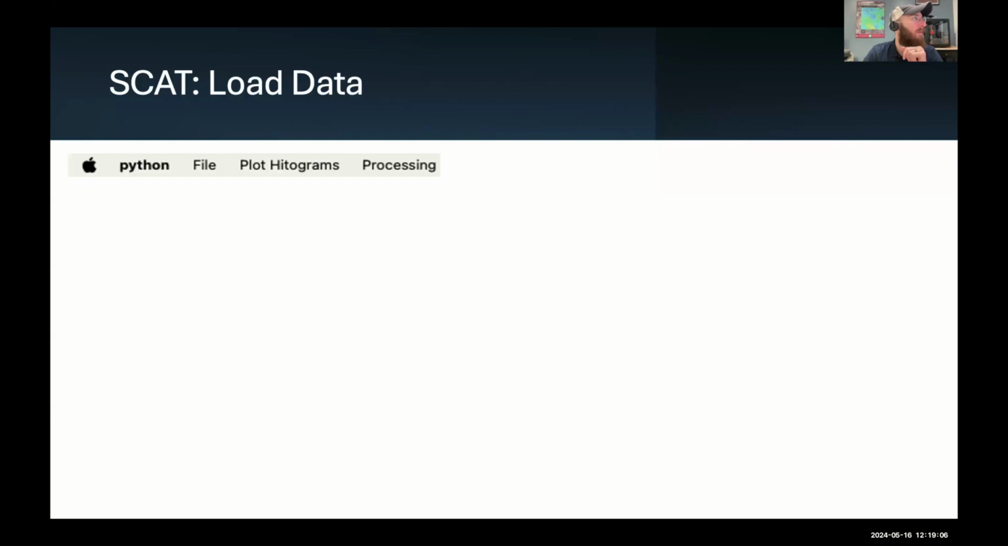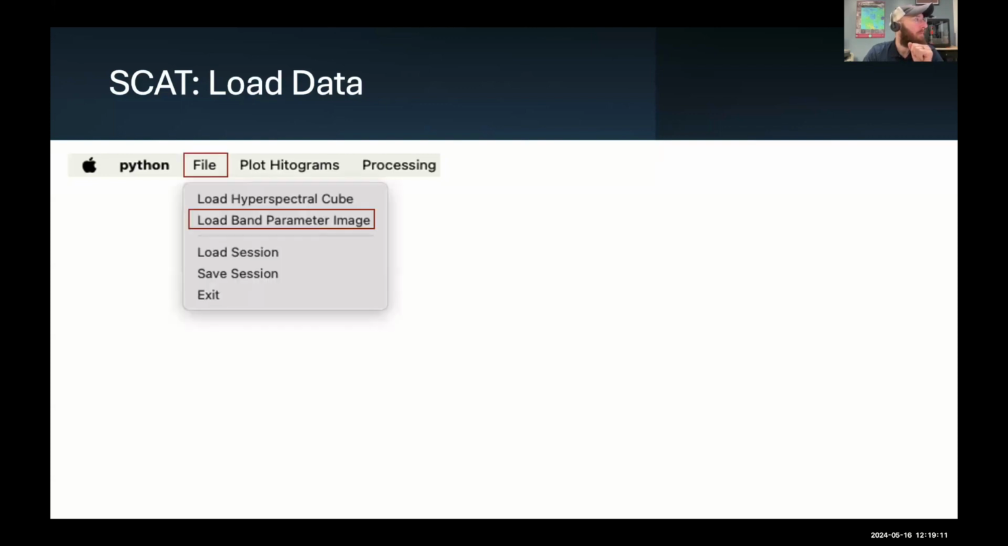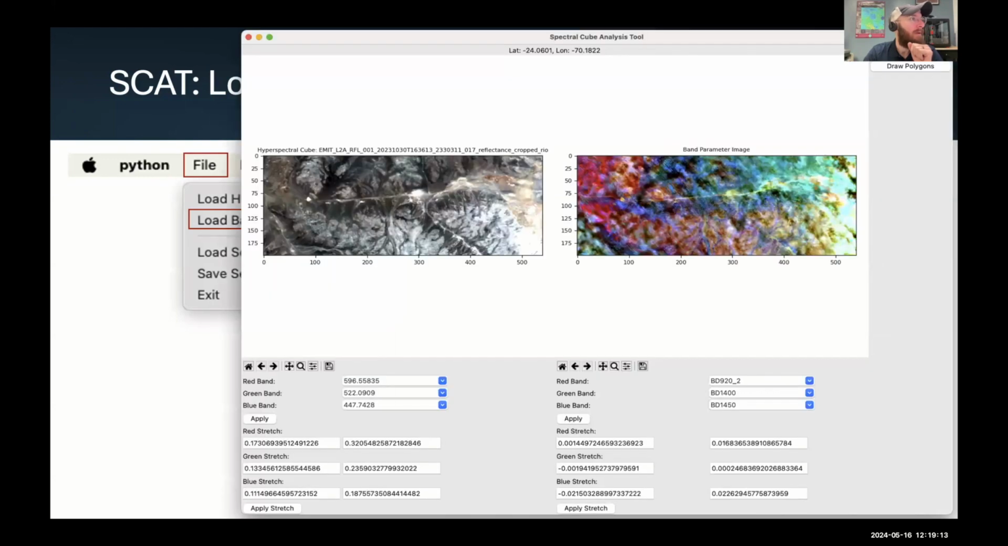So let's go back to the spectral cube analysis tool and load back in our parameter cube. So we go to File, Load Band Parameter Image, and so this is the default parameters that it reads in, and then the default stretch options. And so you can adjust those down here. So you can manually enter the stretch values that you want. You can select the different bands that are being displayed in both the hyperspectral cube and the parameter image, and look for what you're wanting to look for in your image cube.